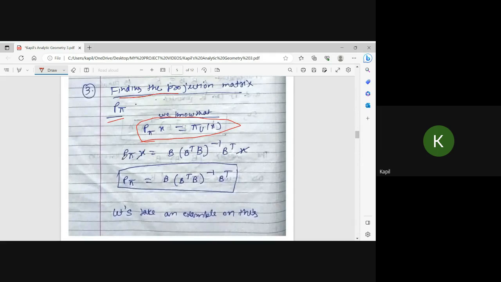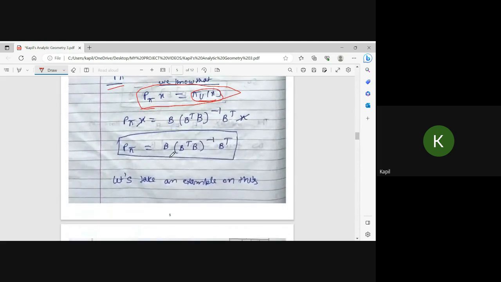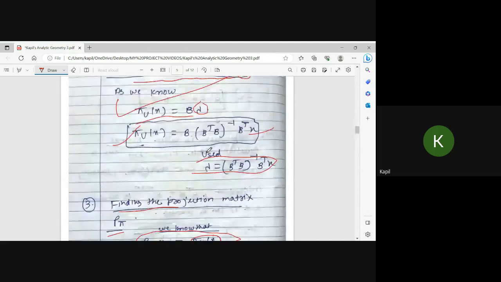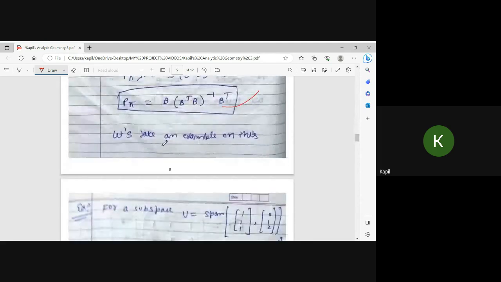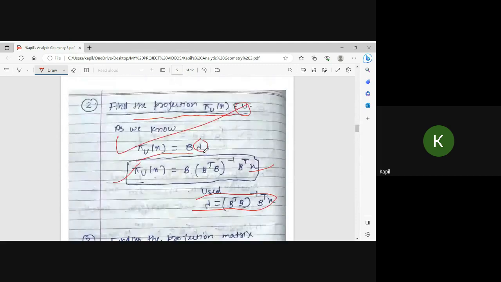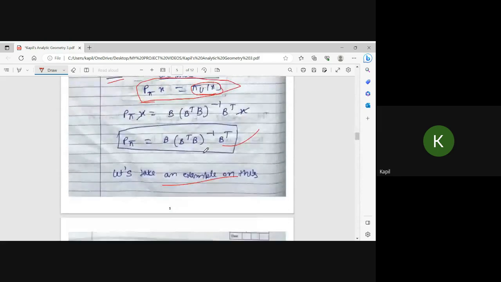So P_pi is the projection matrix, and from the previous result we know the Pi_U(x) also. Here is the result formula of Pi_U(x), and we can put it here, and we will also get the result of the projection matrix. So all three things we can find for general subspaces of m dimensions. So let us take an example on this, how we can find the projection matrix, the coordinate lambda, and the projection point Pi_U(x).